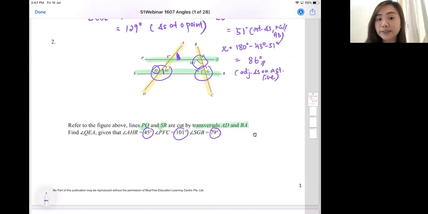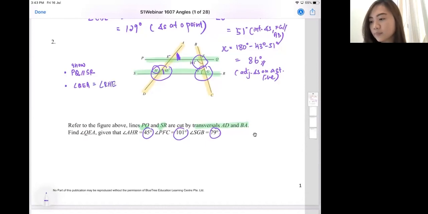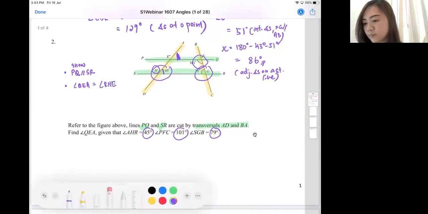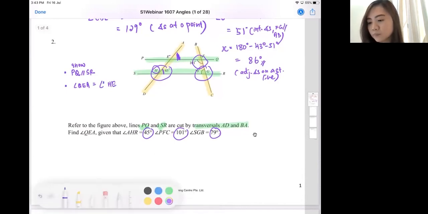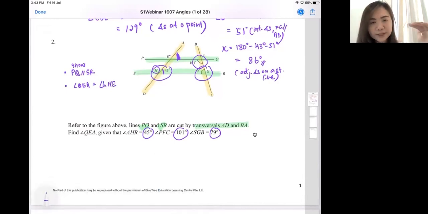So this is how we are going to plan. We have already searched and obtained the key info, so we are going to do some planning now. This is our strategy. We need to show that PQ and SR are parallel first, before we can conclude that QEA is equal to RHE, or GHE. Before we can even use the corresponding angle property, we have to show they are parallel. But how do we show?